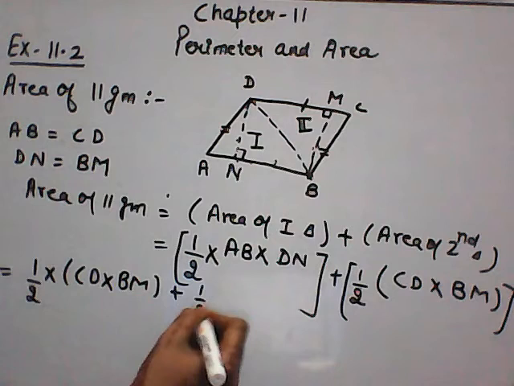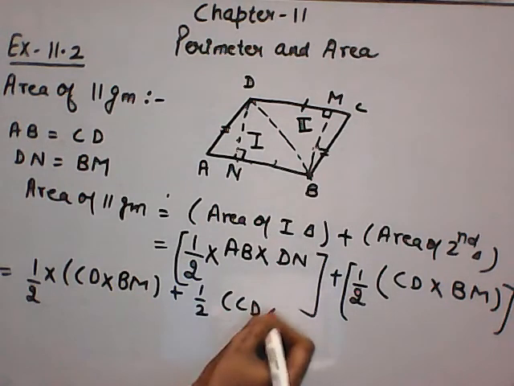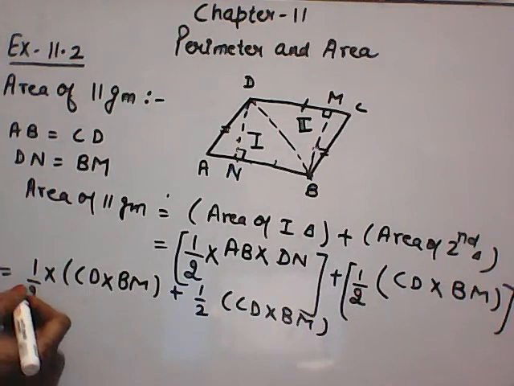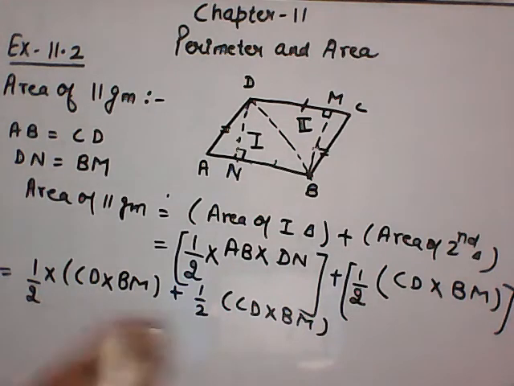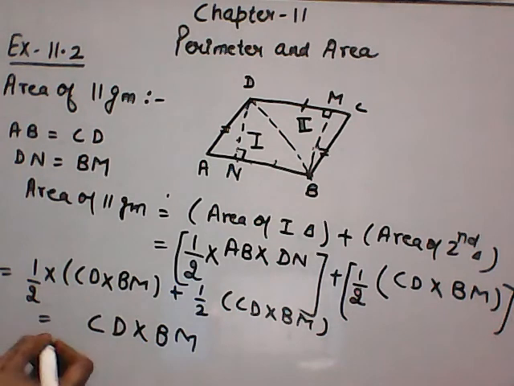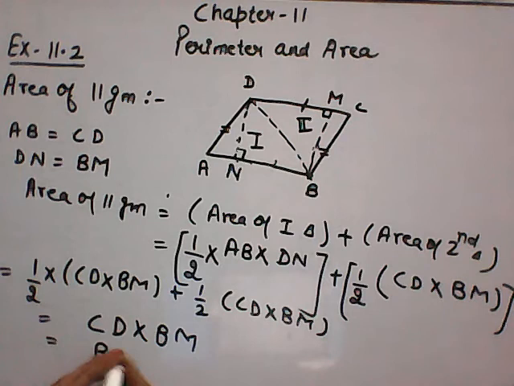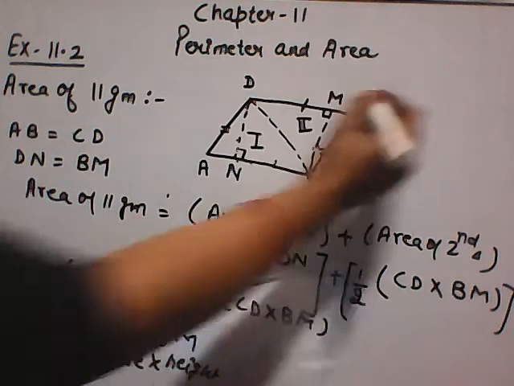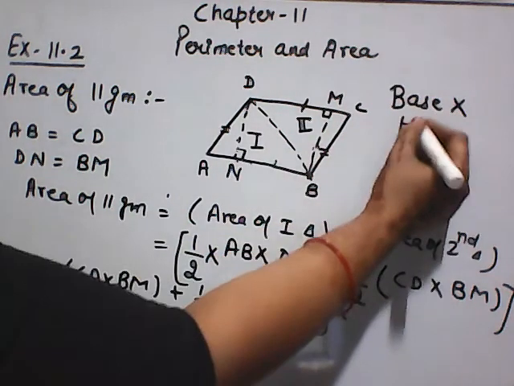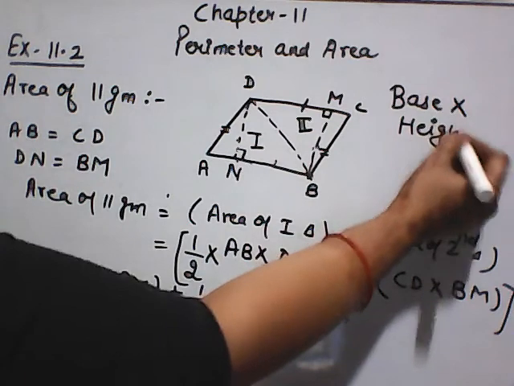Plus half of CD into BM. Half plus half, here we can take 1 by 2 as common, or we can say half plus half is 1. It is equal to CD into BM. What is CD? It is the base. What is BM? It is the height. So area of parallelogram is base into height. You have to remember the formula of parallelogram, that is equal to base into height.